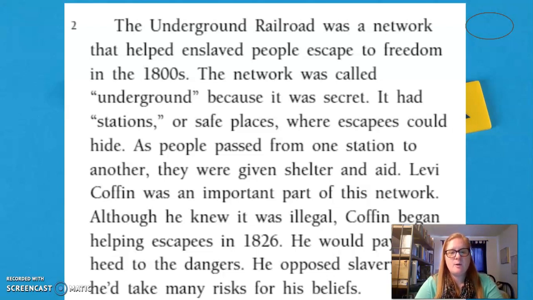Levy Coffin was an important part of this network. Although he knew it was illegal, Coffin began helping escapees in 1826. He would pay little heed to the dangers. He opposed slavery, so he'd take many risks for his beliefs.